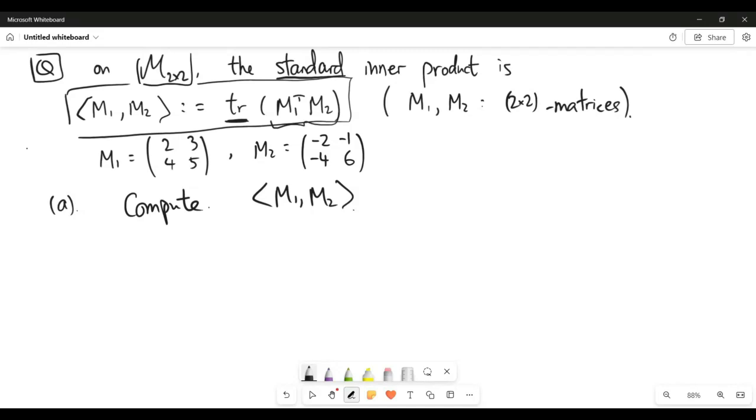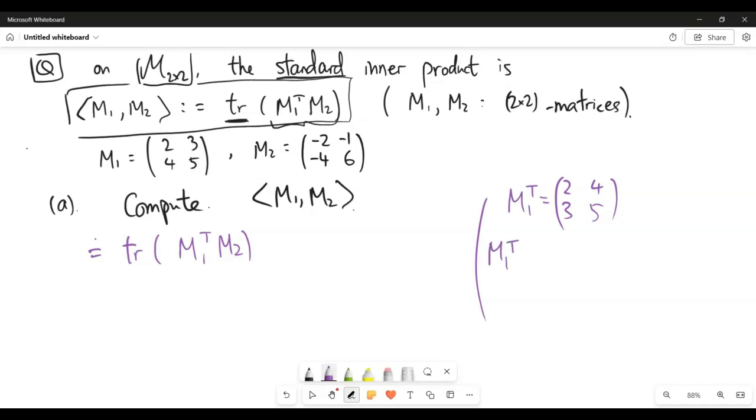You can compute the inner product of M1 with M2 now. By definition, it is the same as the trace of the matrix product M1 transpose times M2. Please recall M1 transpose is essentially turning rows into columns for the matrix M1. So transpose M1 is 2, 3 as column 1 and 4, 5 as column 2. Now M1 transpose times M2 is a matrix product. Please do the typical matrix multiplication, row times column.